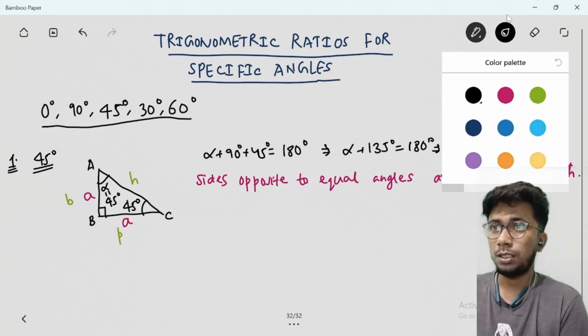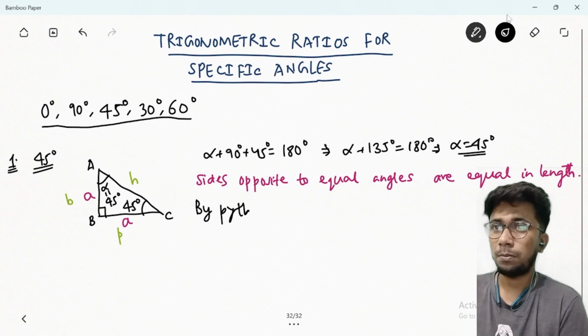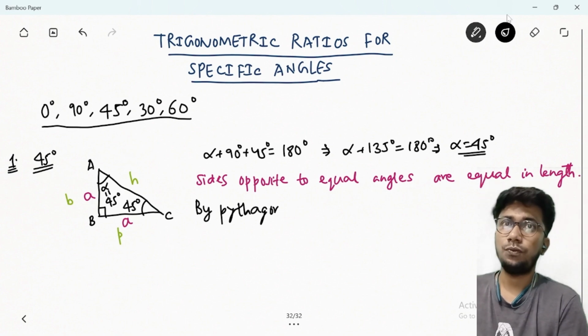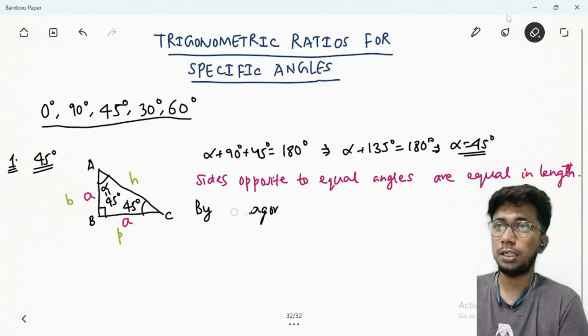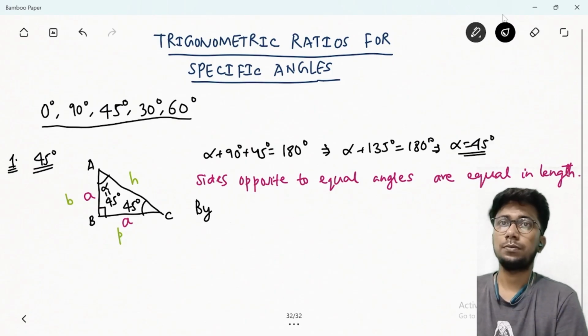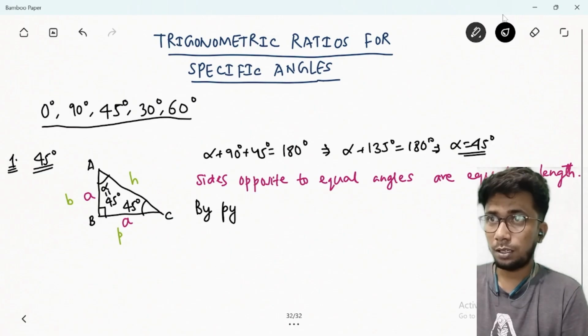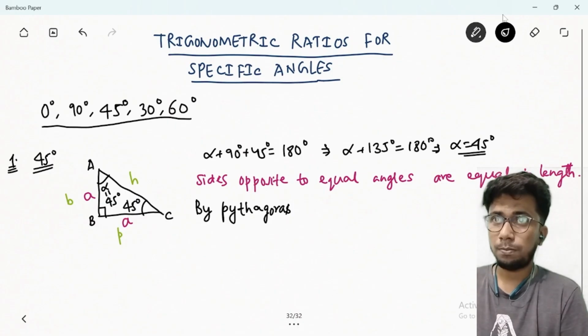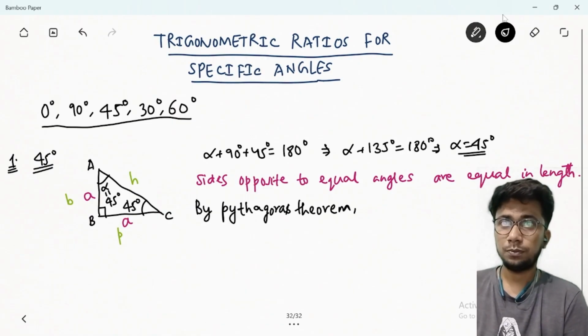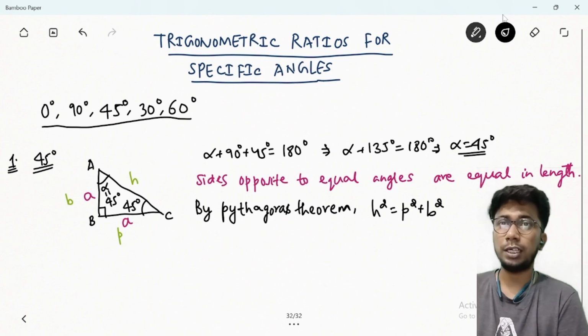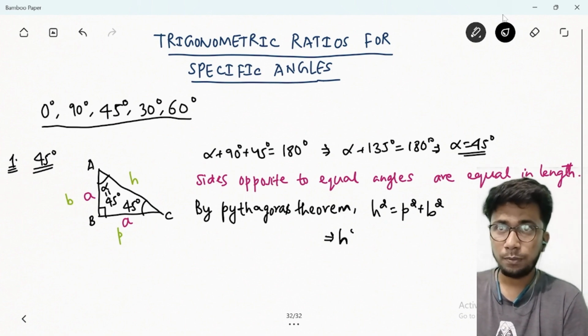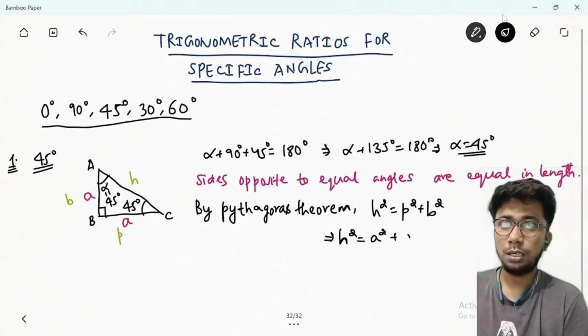Now, by Pythagoras theorem, wait, let me write it clearly. By Pythagoras theorem, this h square is equal to p square plus b square, but here p and b both are equal to a. This implies h square is nothing but a square plus a square, that is 2a square.